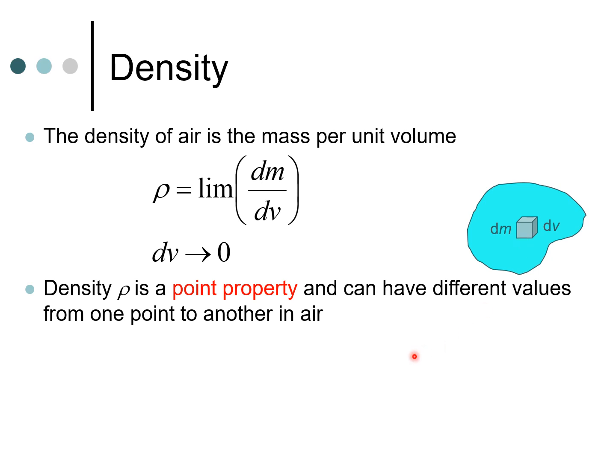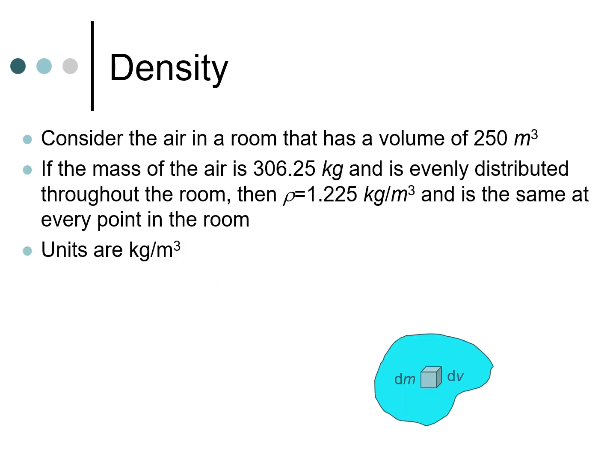Again, theoretically, density being a point property is also going to have different values at different points. So if we are looking at the atmosphere, the density is different at different points in the atmosphere. Now let's look at some measure for density. Let's imagine that there is a room. Maybe you are sitting in this room right now, and this has a volume of 250 meter cube. If we were to take the mass of air in that room, that would be, let's say, 306.25 kg. And if this is evenly distributed throughout the room, then the density would come out to be 1.225 kg per meter cube. So again, this is a number to remember.